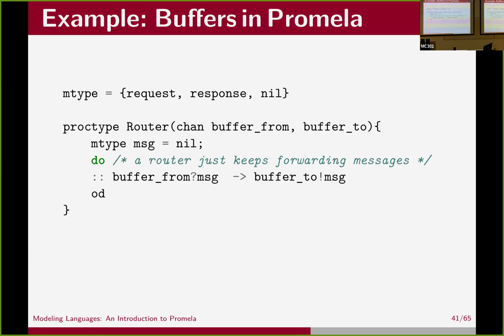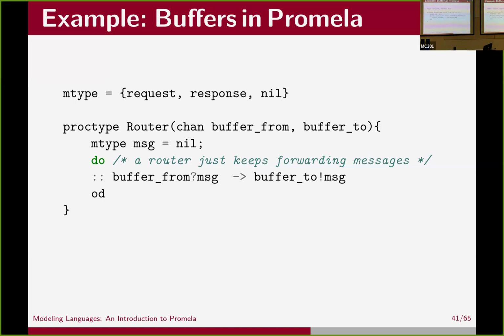And here we're finally going to use this mtype as an actual type of a message. Very simple. We have a request and we have a response. And for good measure, we have no message as well, because we want to maybe model this.